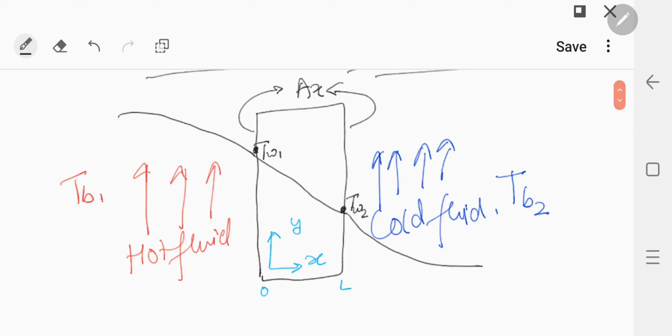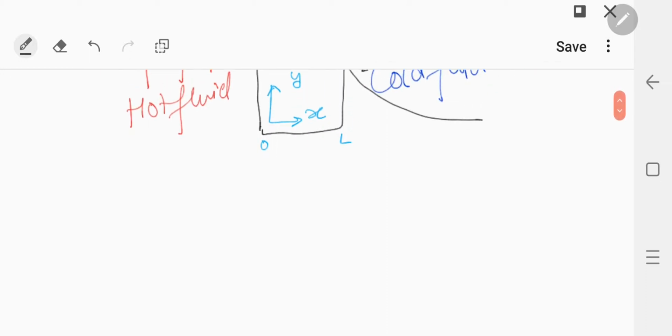Clear? Now the heat transfer coefficient at x equal to 0, let's say over here it is H1, and the heat transfer coefficient at x equal to L is, let's say, H2. Clear?